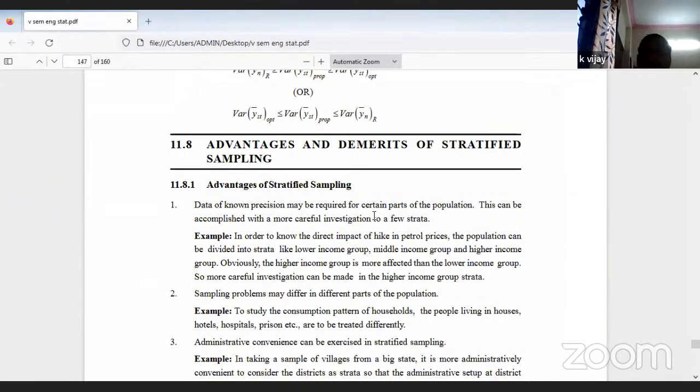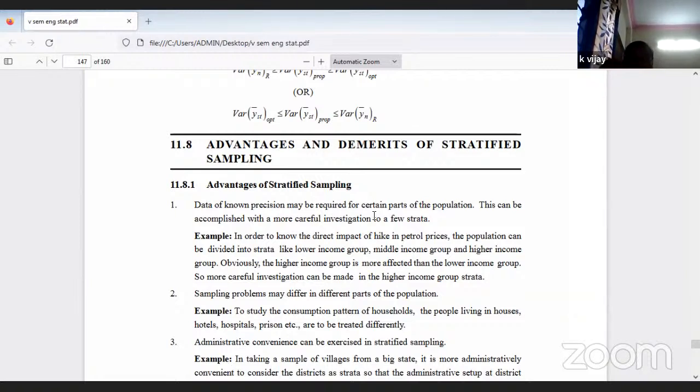Advantages and demerits of stratified sampling. The precision may be required for certain parts of the population. This can be accomplished with the more successful investigation of a few strata. In order to know the direct impact like petrol prices, the population can be divided into strata like lower income group, middle income group and higher income group. Obviously, the higher income group is more affected than the lower income group. Careful investigation can be made in the higher income group strata.